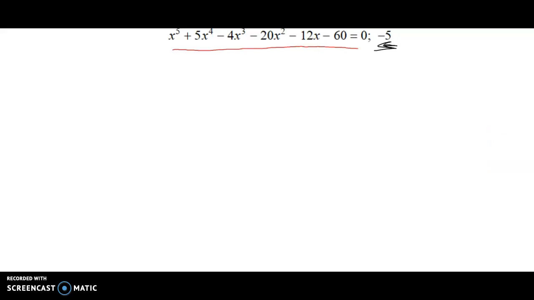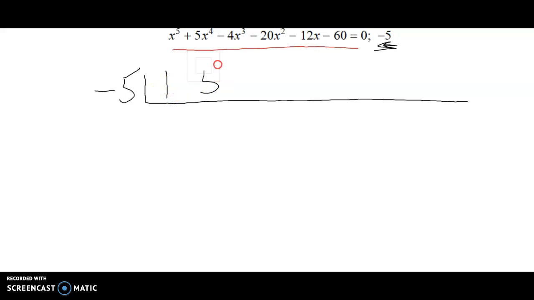Okay, the way synthetic division works, I'm going to start off by drawing this synthetic division box. Outside of the box is going to be your root, so -5. Inside the box are going to be the coefficients starting at the highest, the one with the highest degree. So x to the 5th, the coefficient was 1. 5 for x to the 4th.